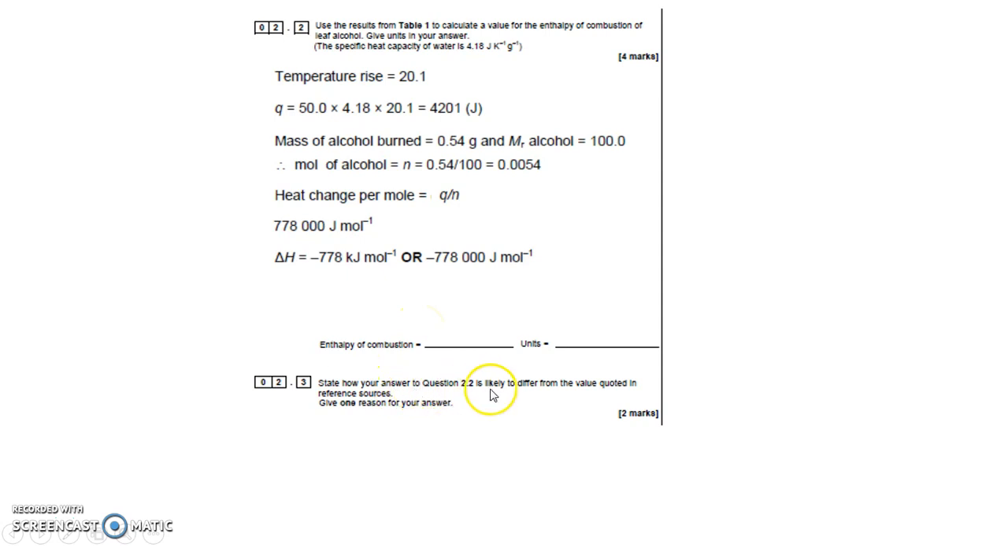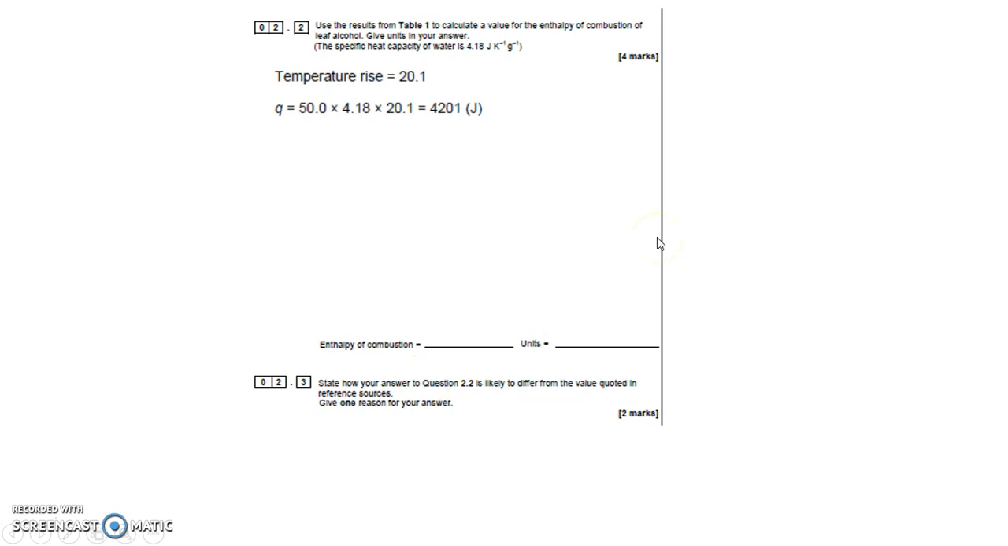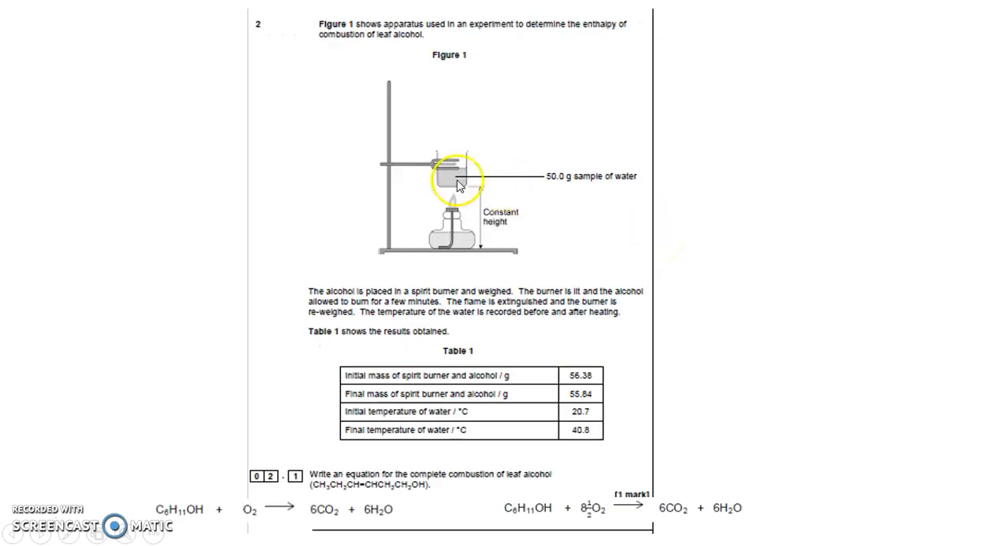State how your answer is likely to differ from the value quoted in reference sources. Well, look at this experiment. We're measuring the temperature of this. We're going to assume that the heat from this alcohol actually heats up all of that water in the beaker. It might not. I might get heat loss.